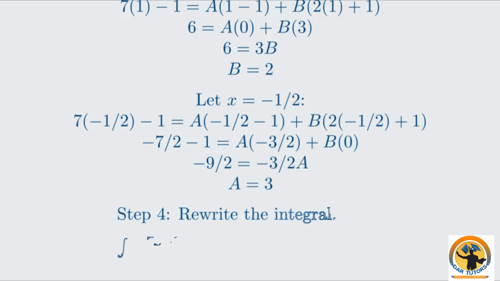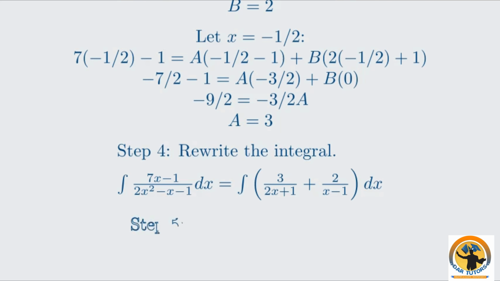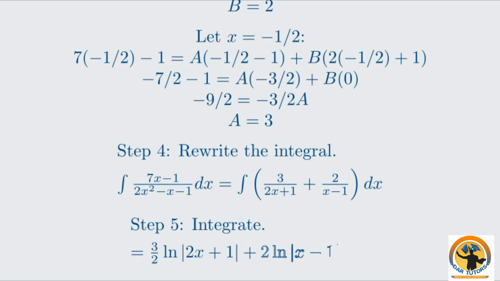The original integral can now be rewritten as the integral of 3 over 2x plus 1 plus 2 over x minus 1. We can integrate each term separately. The integral of 3 over 2x plus 1 is 3/2 times the natural log of the absolute value of 2x plus 1. The integral of 2 over x minus 1 is 2 times the natural log of the absolute value of x minus 1. Don't forget the constant of integration, C. And that's our final answer. We have successfully integrated a rational function by first decomposing it into partial fractions. This process is a powerful tool for solving a specific class of integrals.